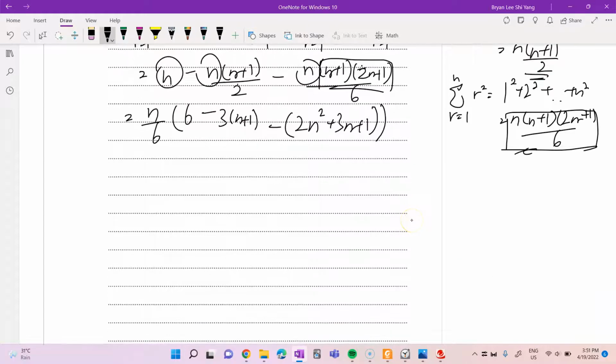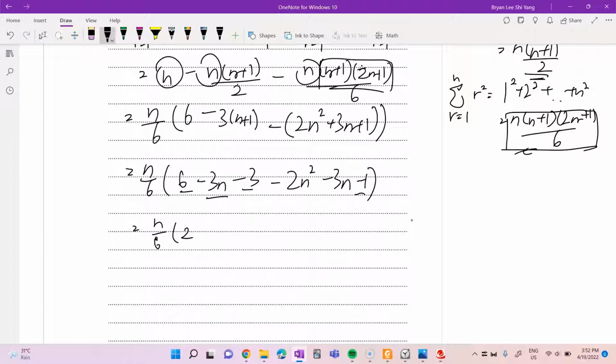This is gonna take some time. Equals to n over 6 times 6 minus 3n minus 3 minus 2n squared minus 3n minus 1. What we would have left is 6 minus 3 minus 1, we have 2, and then negative 3, negative 3, negative 6, and then we have minus 2n squared. So I can divide both of these by 2. So we have n over 3 negative n squared minus 3n plus 1.